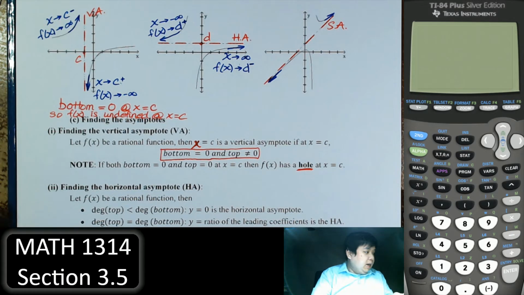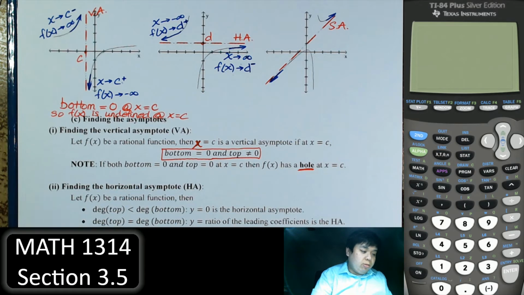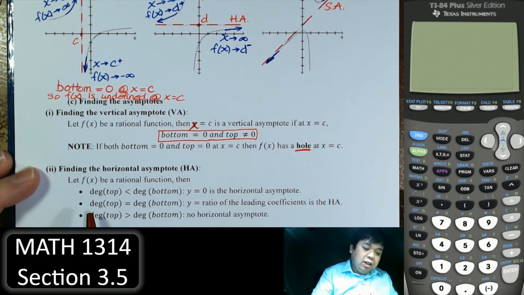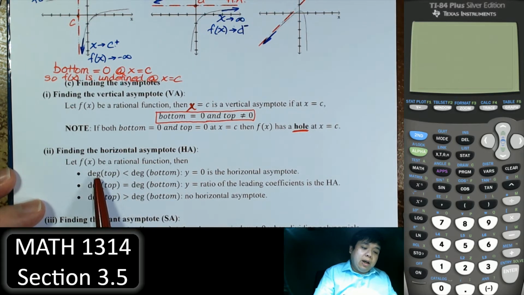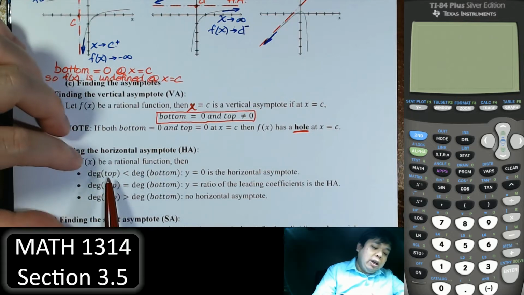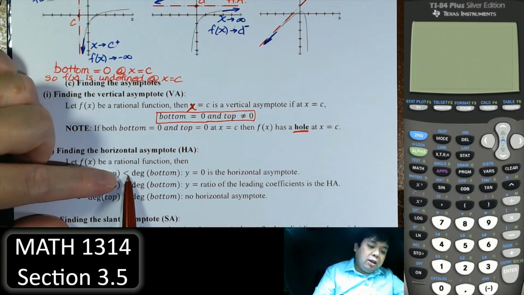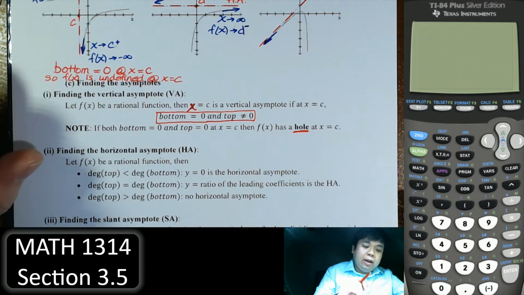Right. And the horizontal asymptote, I'll just go quickly and then we'll go back to this later. For the horizontal asymptote, we will use the degree of the top and the bottom. Now, if the degree on the top is less than the bottom, then the bottom goes to infinity faster than the top.